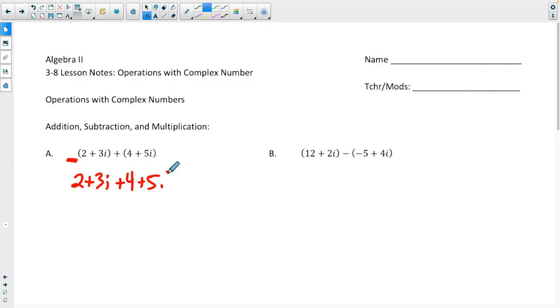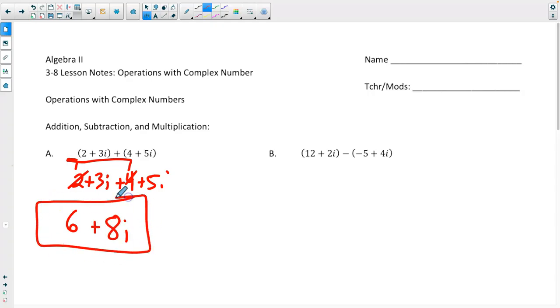Now, take a guess. How do you think you add these numbers up? Combine like terms. That's all it is. So I just go 2 plus 4 and I get 6. I cross them off once I'm done with them. And then I got 3i plus 5i. So I get plus 8i. Done. Combine like terms. That's it.